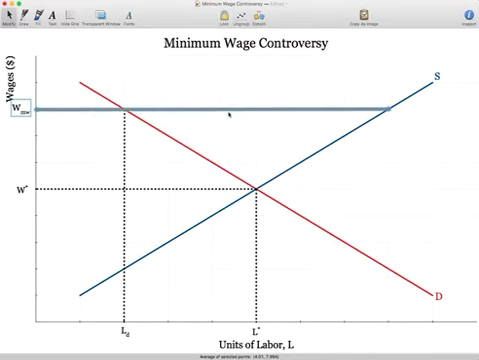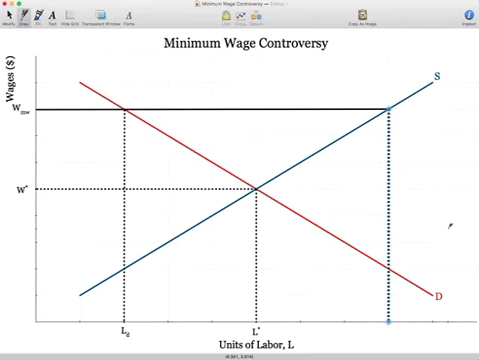If we continue along the minimum wage and go to where we hit the supply curve, that will tell us how much labor will be supplied at that minimum wage. So if we go from that point straight down, that will give us the labor that is supplied at that minimum wage. So that is the amount of labor that is supplied. We can see at this minimum wage that the amount of labor supplied is greater than that demanded. So we have a surplus of labor.